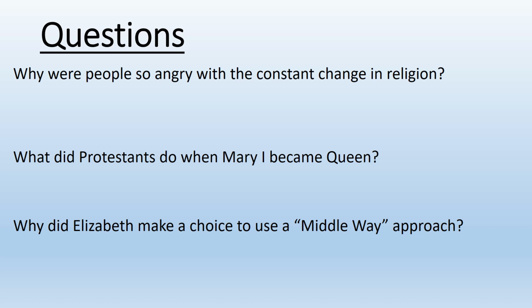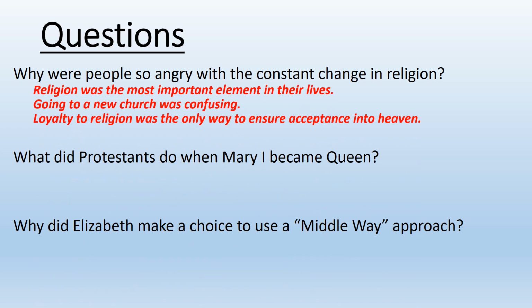Great, so we've all had a chance to have a quick think. Let's look at the first question. Why were people so angry with the constant change in religion? We needed to make sure we're going back to religion being the most important element of people's lives. And everything was explained through religion, why the sun rose and set, why it rained, why there were drought, why people became ill. This was the most important thing to people. And if religion changed, their whole world would change.